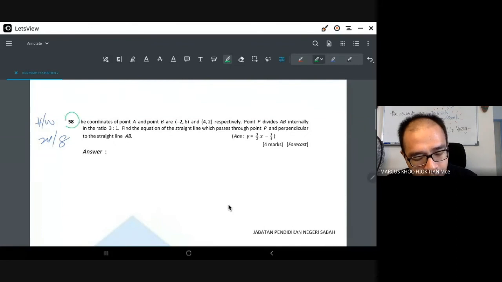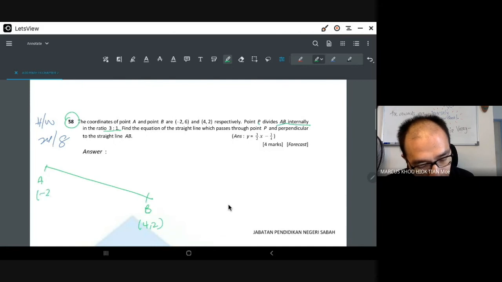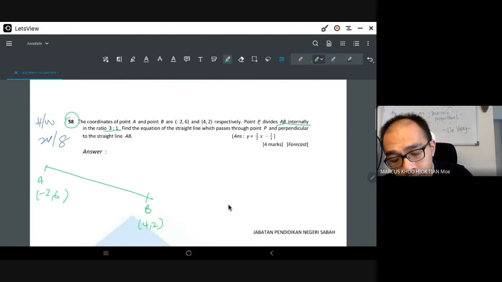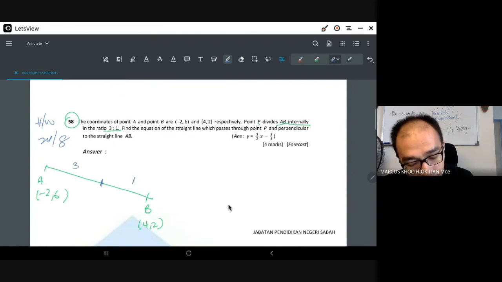Okay, this is your second homework question for the day. Let me guide you through this. The coordinates of point A and B are given. Point P divides AB internally in the ratio 3 to 1. So let me draw it out. Here is A, here is B, this is (4, 2), this is (-2, 6). P divides internally so that it is 3 here and 1 here. Okay, this is point P.